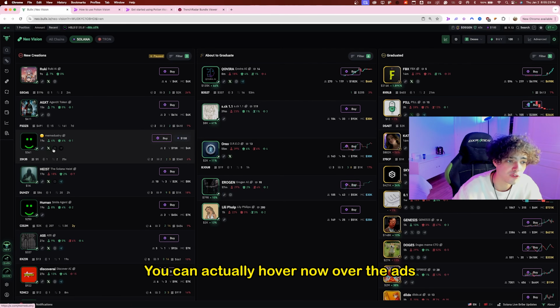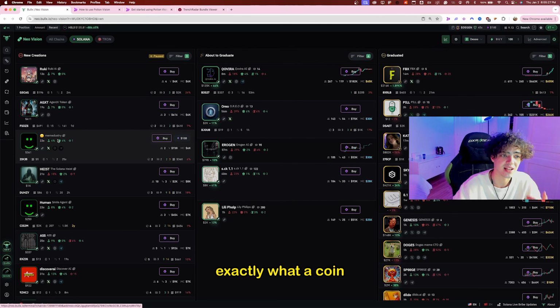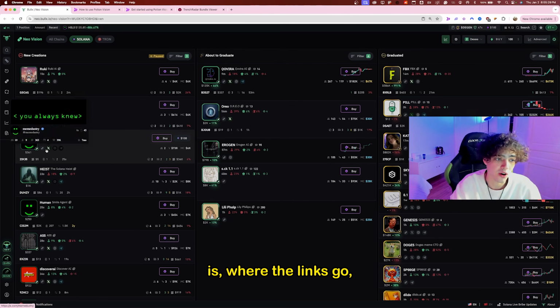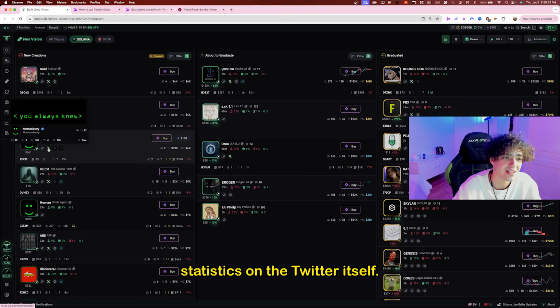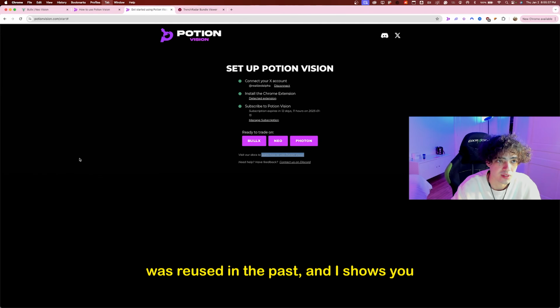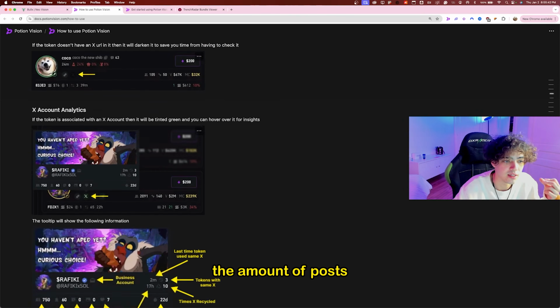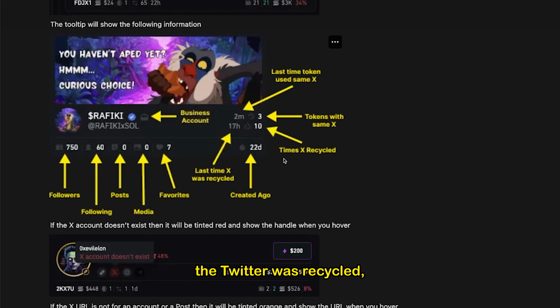You can actually hover now over the X and over the description of the coin, and you can find out exactly what a coin is, where the links go, if the links are active or not. And then it also gives you statistics on the Twitter itself. It tells you how many times the Twitter was reused in the past, and it shows you the amount of posts he has, the amount of followers, the amount of times the Twitter was recycled, the tokens that use the exact same Twitter account, so you know if this coin is being rugged or not and repeated or not.